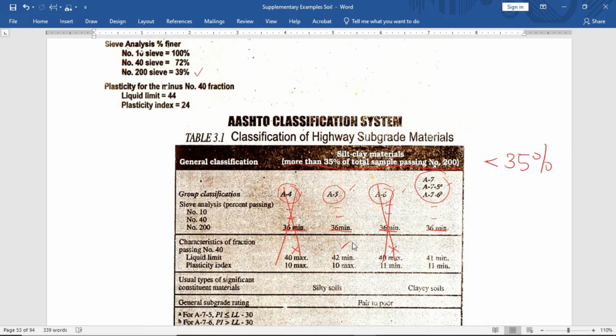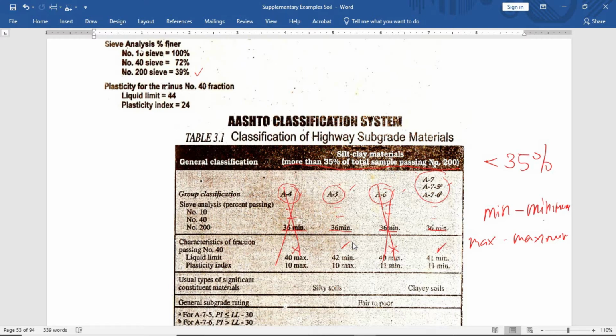Sunod naman, sa A7, 41. Minimum ay 41 daw. Pag min yan, min is minimum, and max is maximum. Alam naman natin pag minimum at maximum. So, 41 daw minimum, pasok pa yung 44 natin. Okay, since dalawa na ang pagpipilian natin, A5 at A7, proceed tayo sa plasticity index.